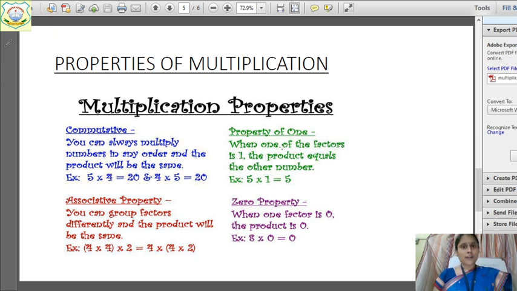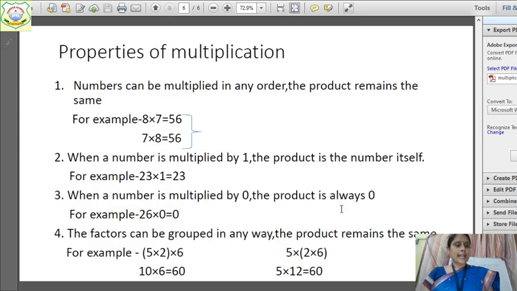Then comes the property of 1. When we multiply any number with 1, answer is always the number itself. What about 0 property? In 0 property we have learned that when we multiply any number with 0, answer is always 0. So I think you all have got all these 4 properties: commutative property, associative property, property of 1 and 0 property. Now we'll come to our next page.